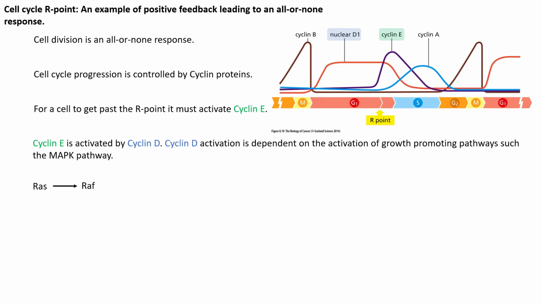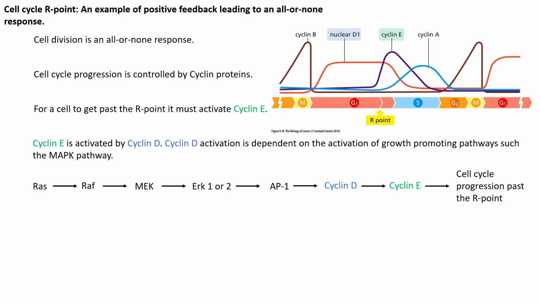RAS activates RAF. RAF activates MEK. MEK activates ERK1 or 2. ERK1 or 2 will activate AP1. AP1 will activate cyclin D, and cyclin D will activate cyclin E. And cyclin E will push the cell past the R point. The R point exists in this activation step, cyclin D activating cyclin E.